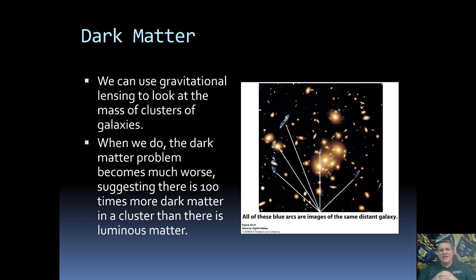Now, we can use this idea of gravitational lensing as we look at an entire galaxy cluster to start to figure out the amount of mass the entire cluster has. Well, when we do this, our dark matter problem actually gets worse. For a single galaxy, there's around 10 times more dark matter than luminous matter. When we get to the scale of a galaxy cluster, it's around 100 times more dark matter than the luminous matter we see. So again, dark matter exists, and there is a lot of it.